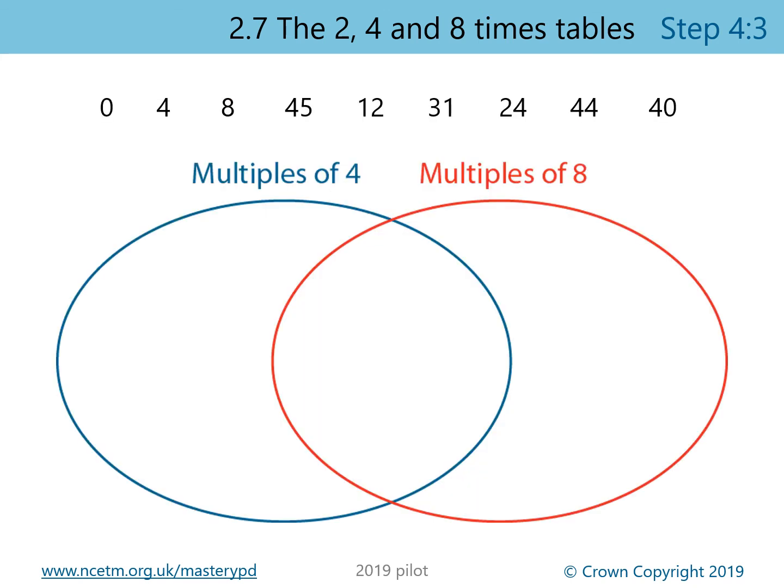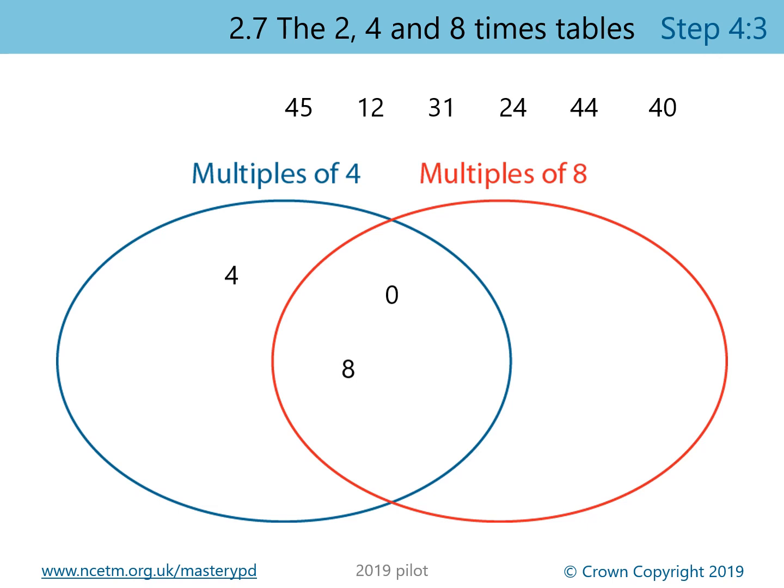And again, we can use a Venn diagram to sort these multiples. So 0 would be in the middle because it's in both of these tables. As we know, any number times 0 is 0. 4, where do you think that would go, boys and girls? Point at the screen. Just a multiple of 4. 8, is that in both of the tables or is it just in one table? Point at the screen. It's in both of the tables.